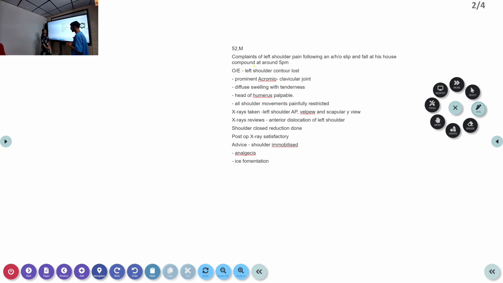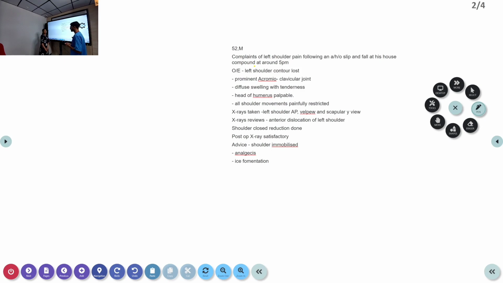That is inspection-wise. Next we do the palpation. In the palpation, we first feel the acromioclavicular joint, the glenohumeral joint, and the claviculo-scapular joint. These three. Here the acromioclavicular joint looked highly prominent, ma'am. And the head of the humerus is lower, like freely floating and not in the socket.